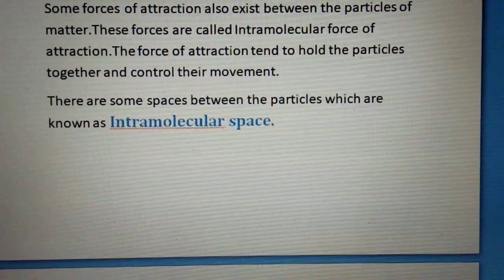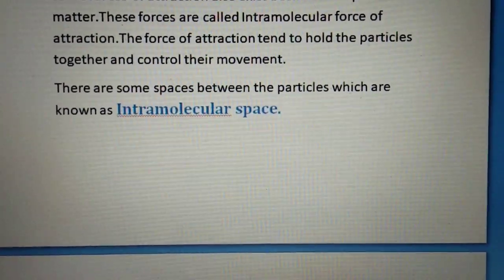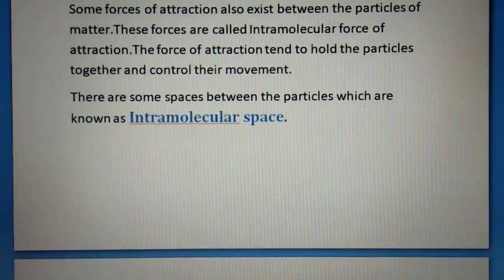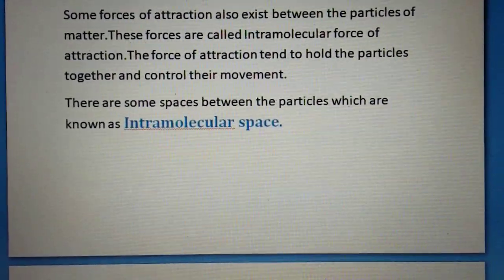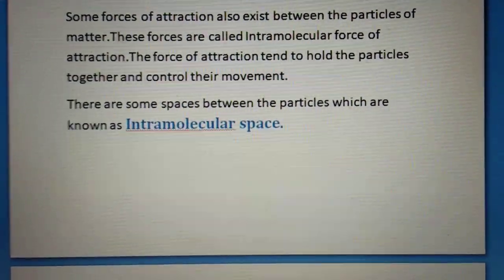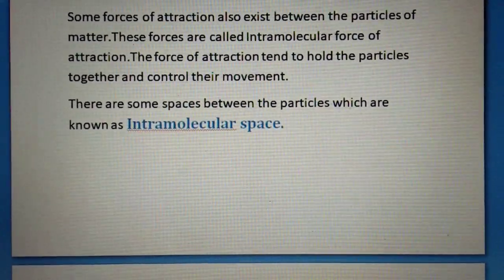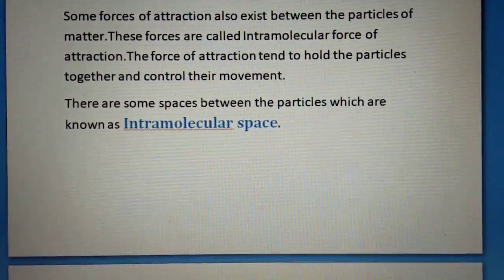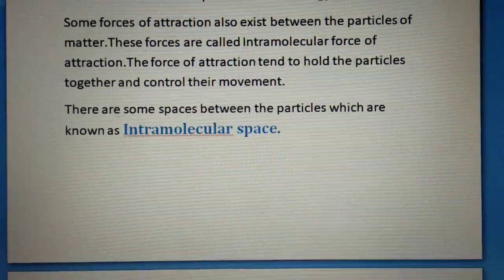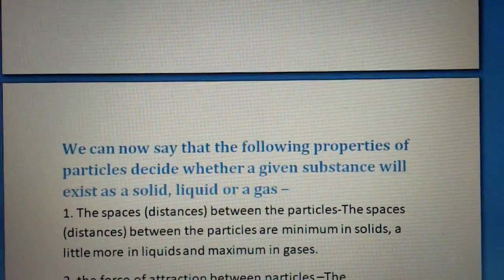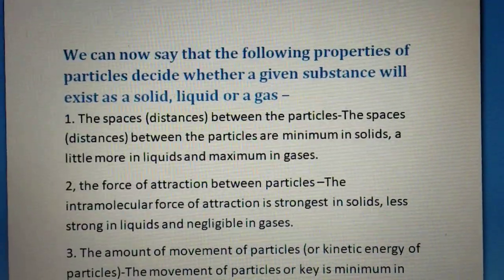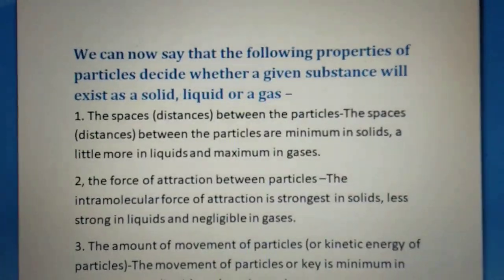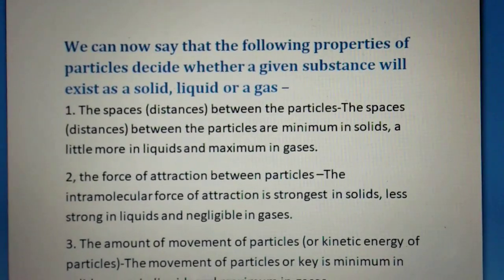Now I will tell you that there are some spaces between the particles of matter, and what do we call those spaces? These spaces are known as intermolecular spaces. So the spaces are known as intermolecular spaces and the forces between the particles are known as intermolecular forces. Now on the basis of that, we can say that the following properties of a particle decide whether a given substance will exist as a solid, a liquid or a gas.